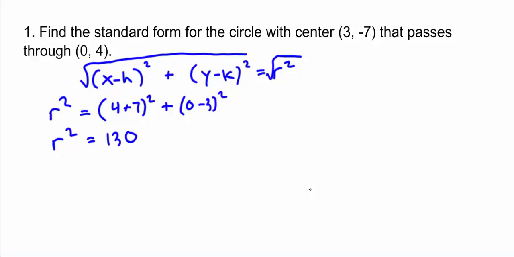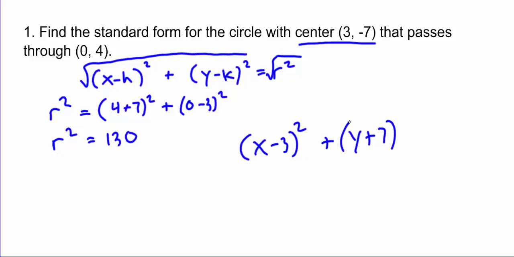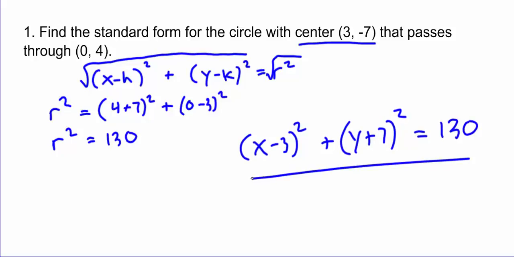Now, we could find the radius, but the reality is, when we're using the equation of a circle, we really don't exactly care about the radius. We care about the radius squared. We have all we need. So again, the center is right here at (3, -7). So we're going to have (x - 3)² + (y + 7)² = the radius squared, which in this case is 130.